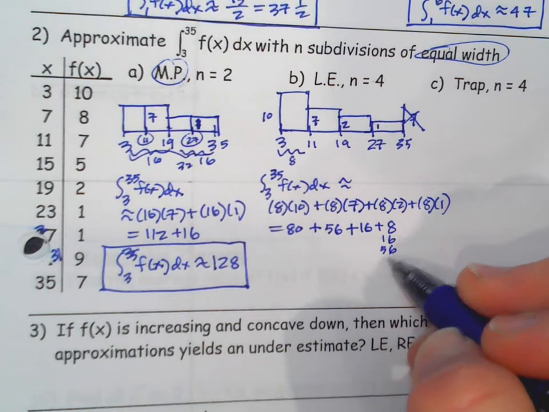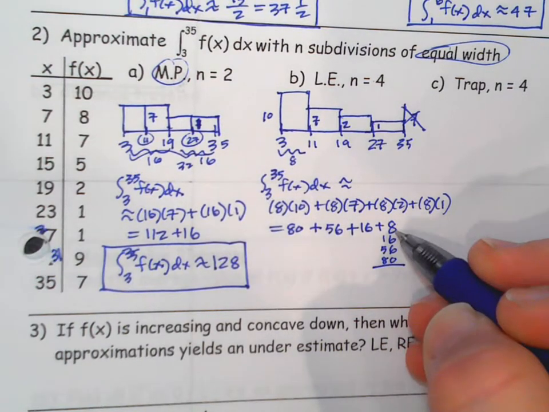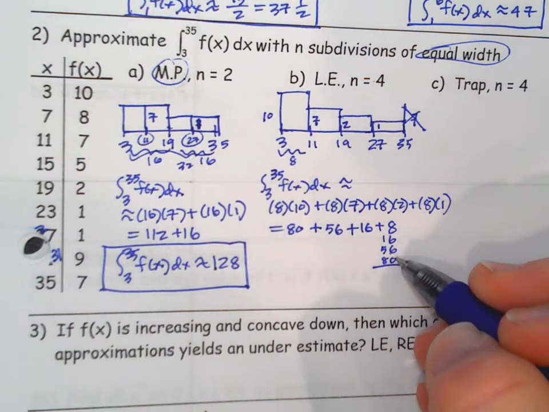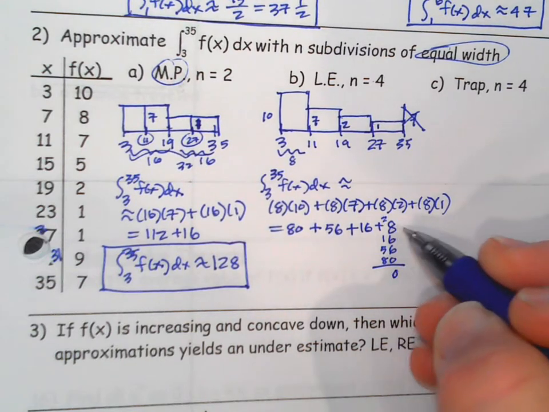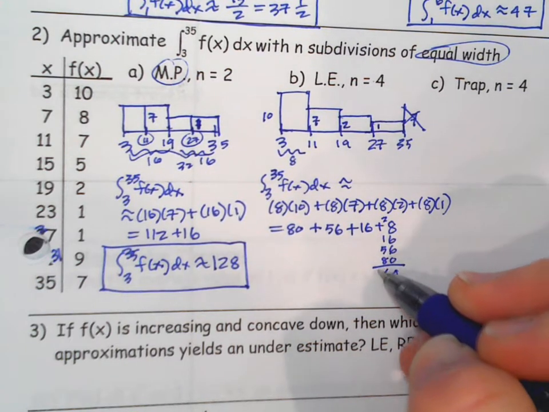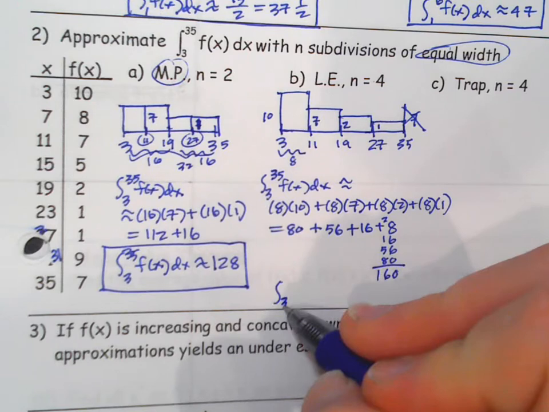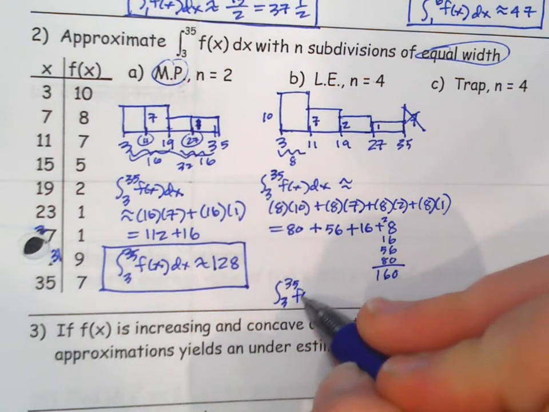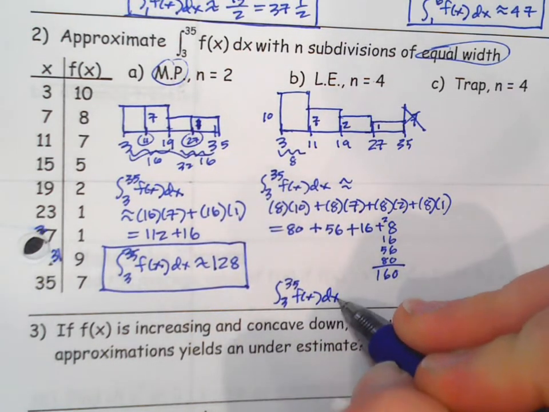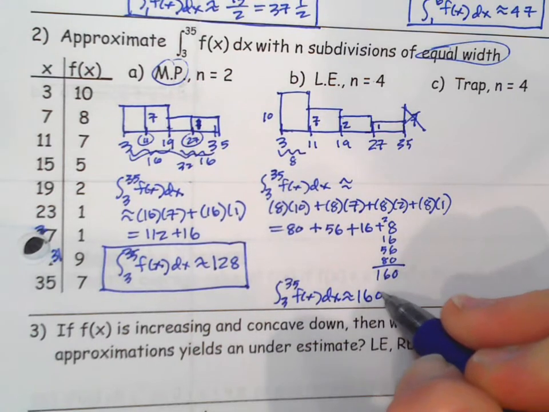I'm not going to try this in my head because I think it'll take me longer. That'd be 12, 20, carry the 2, 3, 8, 16, 160. So the integral from 3 to 35 of f of x dx is approximately 160.